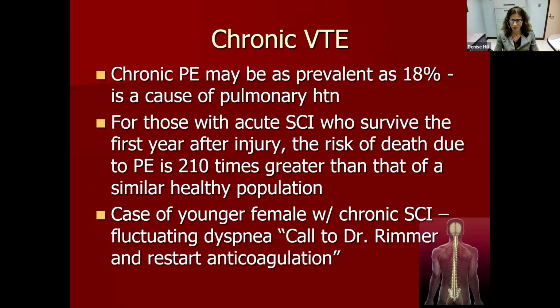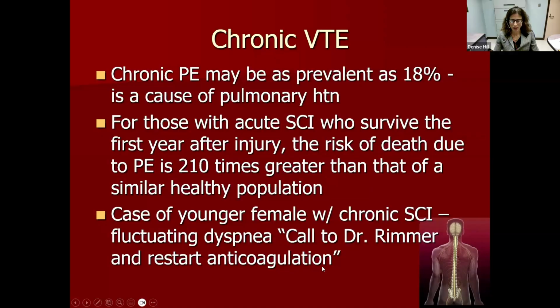And then we can't forget about our population who live with spinal cord injury for years. This can be an issue creating pulmonary hypertension and progressive respiratory failure. And just an interesting statistic: for those who have acute SCI and then survive the first year, the risk of death due to PE is 210 times greater than that of a similar healthy population. So it remains high.